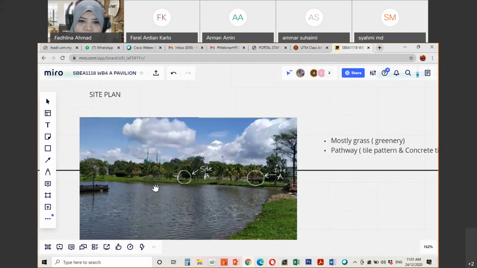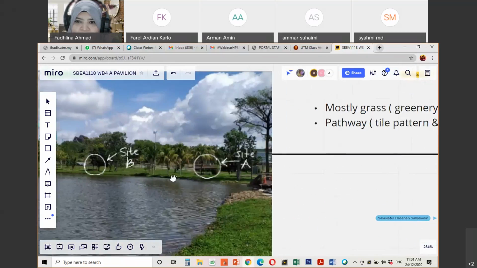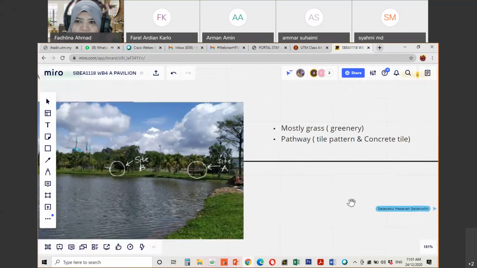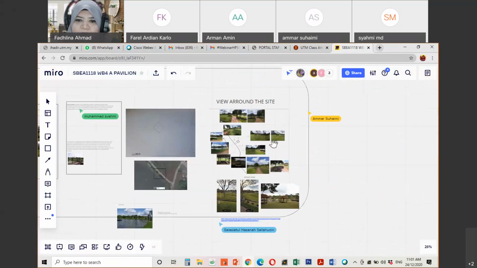Who did this? Who is this? Side A and side B. Mostly grass, pathway, fire pattern, and so on. Alright, so who covers the topic on the view?